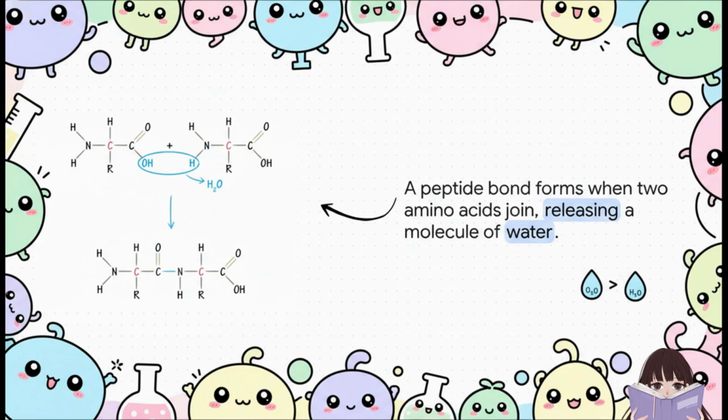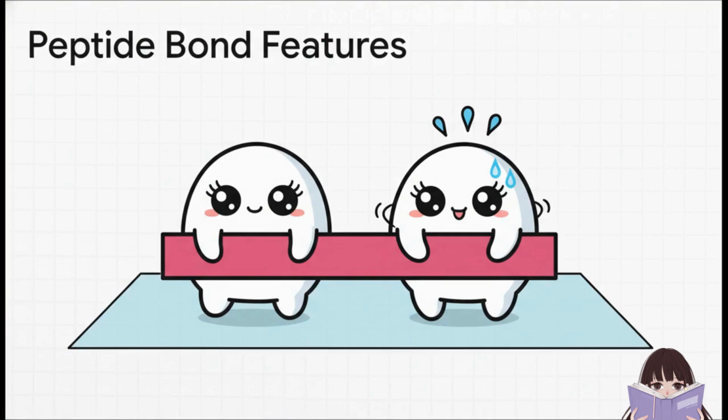The carboxyl group of one amino acid reacts with the amino group of another. As they join up, a molecule of water gets kicked out, and voila, you've formed a super strong link called a peptide bond. Now, you might be tempted to skip past this, but don't.